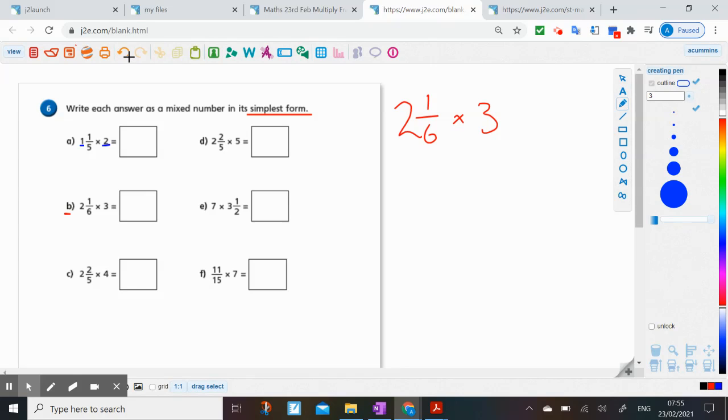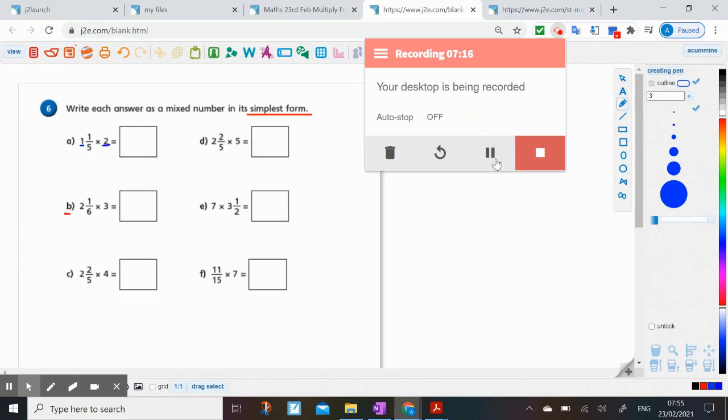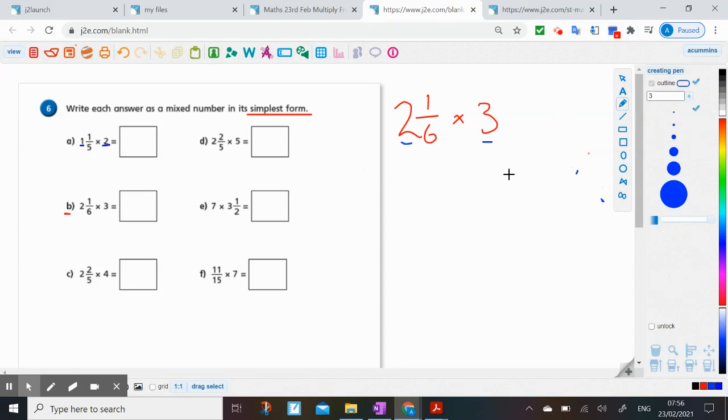So the first thing you need to do, multiply 2 by 3, and then times your fraction together and see what you get. Okay, so I'm going to pause the video now, and I'd like you to have a try at answering B. Okay, again, if you're watching this, you've already finished this yourself, but let's see how you did.